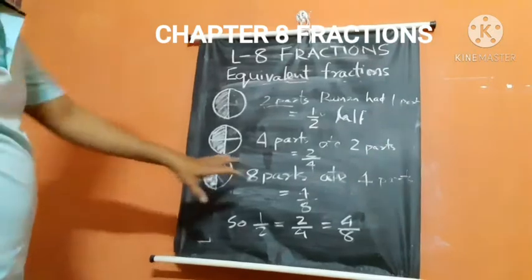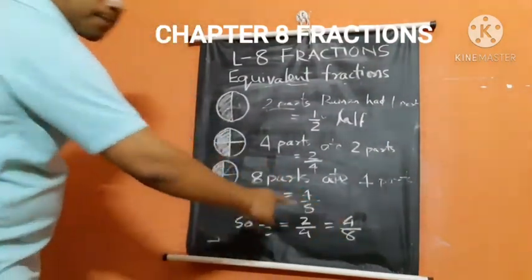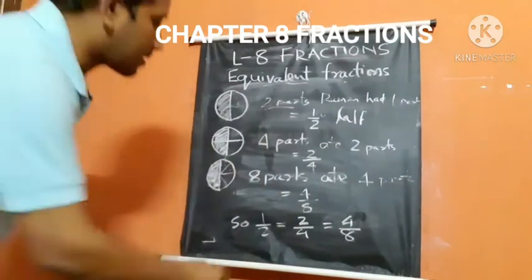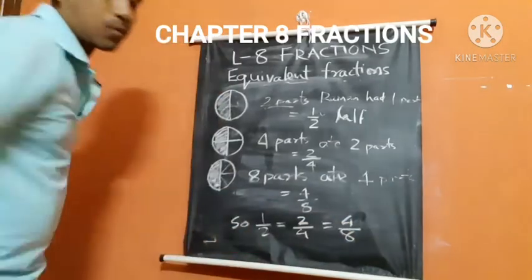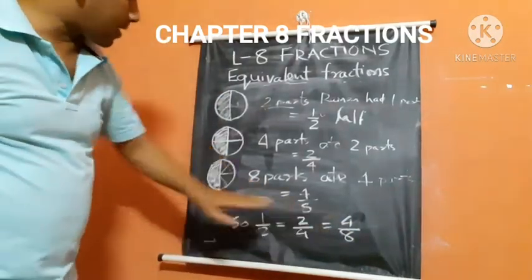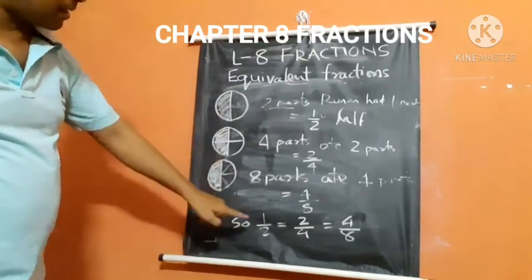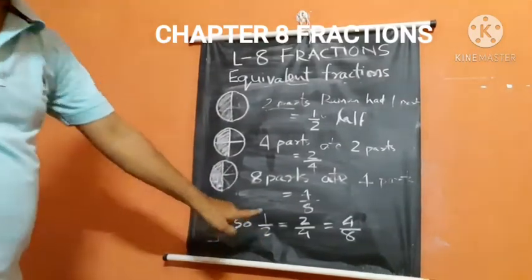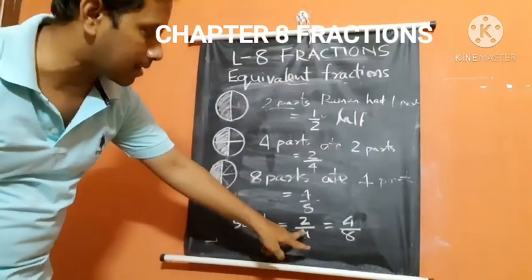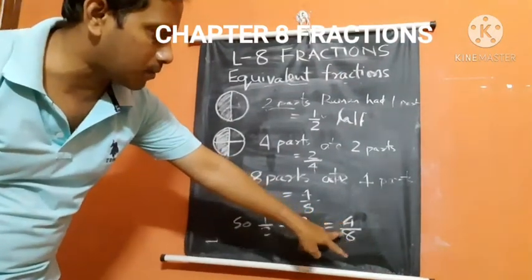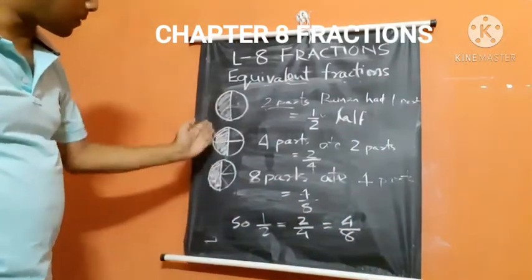So this is equivalent fractions. All are equivalent in value, but different in their form. Here we are writing 1 by 2, here 2 by 4, here 4 by 8. All their values are the same. Here you can find out all are half, but their form is different. In the first case you write 1 by 2, second case 2 by 4, and third case 4 by 8, but their value is the same, half.